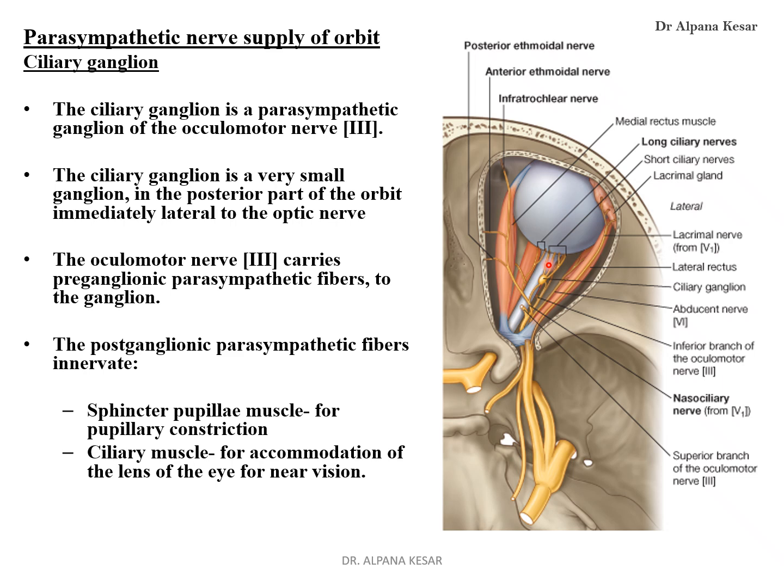The oculomotor nerve carries preganglionic parasympathetic fibers to the ciliary ganglion, and the postganglionic fibers arising from it are distributed to 1. Sphincter pupillae muscle, which is for pupillary constriction, and 2. The ciliary muscle for the accommodation of the lens for near vision.